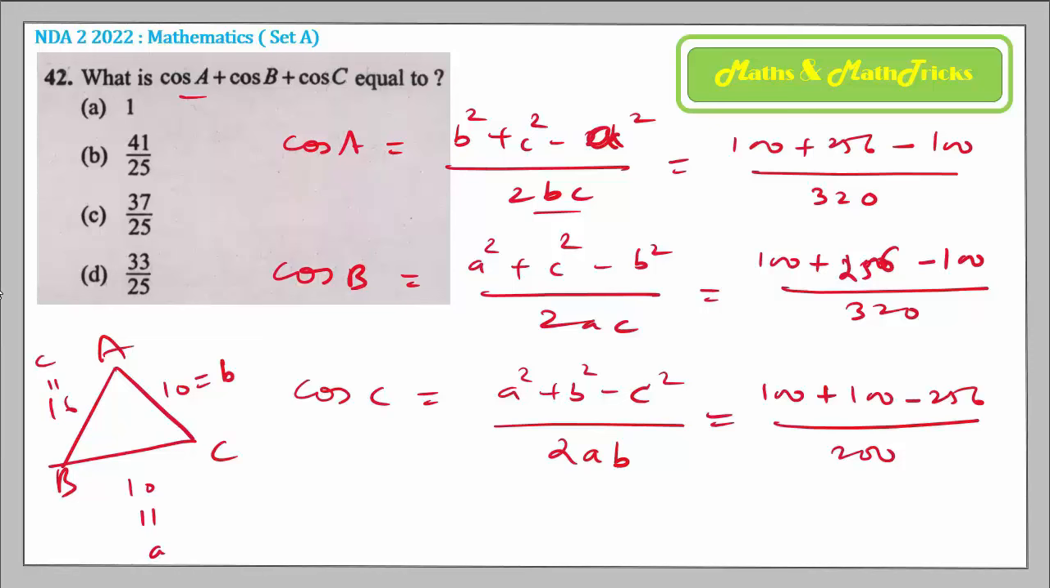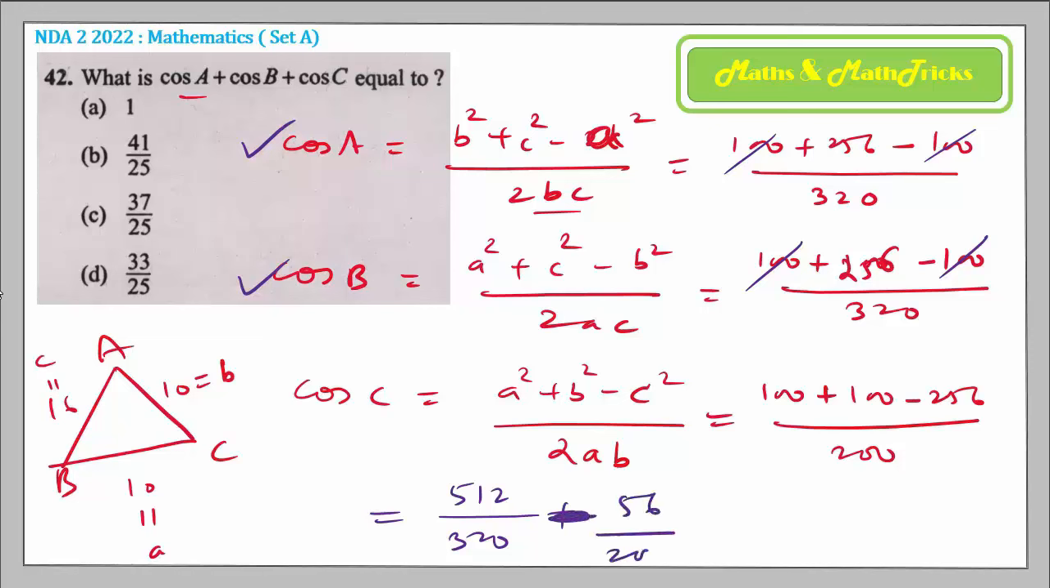If you first simplify the addition of the first cos A and cos B value, what do you get? You can see that this 100 is getting cancelled. 256 plus 256, you are getting the addition. How much it is? You see that the denominator is 320 for that, so I am taking ahead with that. 256 plus 256, you will get 512, isn't it? 512. Okay, and that is divided by 320. And coming on to this next part, 200 minus 256, which is basically minus 56 by 200.